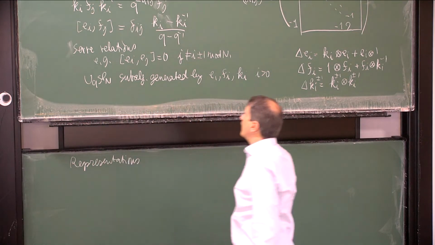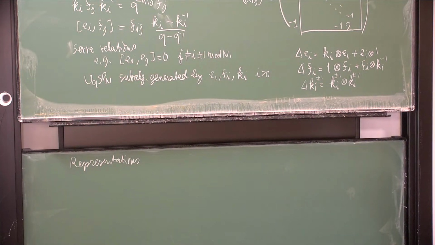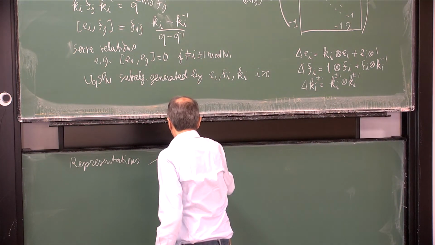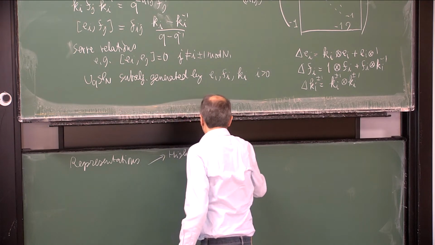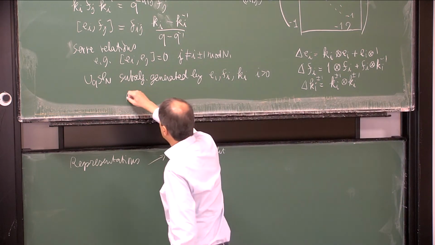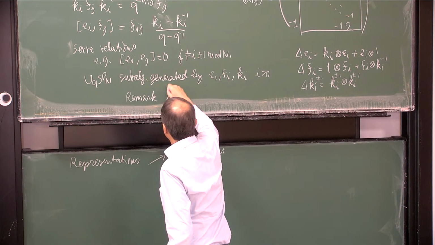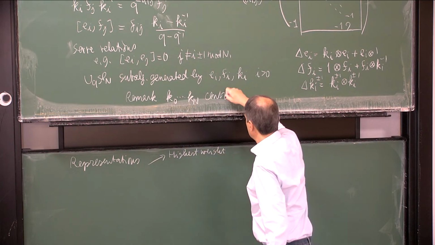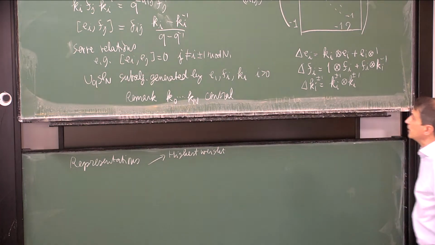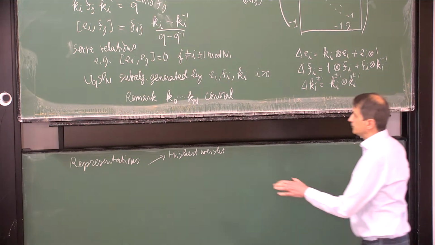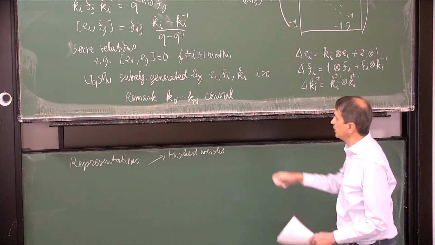So there are kind of two kinds of representations of this algebra. So one is the kind of highest weight representations. Here maybe I should say that the remark is that K_0 up to K_n is a central element. So this has to do with the central extension. And it has to do with the fact that this matrix is positive semi-definite and it has a kernel. And so this is a central element.